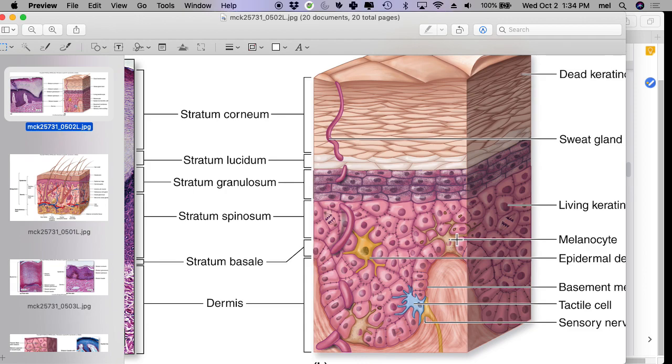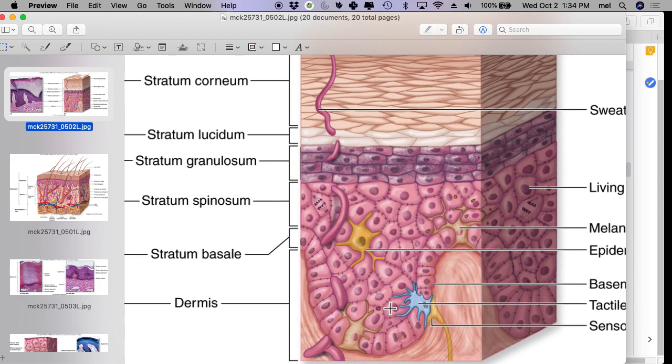And melanocytes, do you see what they look like? To me, they look kind of like Oogie Boogie. Do you guys know what Oogie Boogie is? Oogie Boogie from Nightmare Before Christmas? If you don't, you need to watch Nightmare Before Christmas. So that looks kind of like Oogie Boogie, okay?